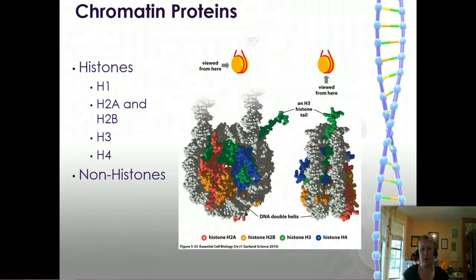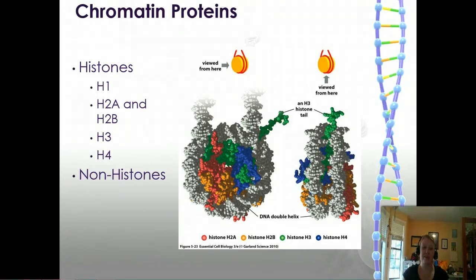But the first thing we need to talk about are chromatin proteins. So chromatin is the protein and the DNA together. That's what forms chromatin. And you can see here that there are histones and non-histones. Those are the two main proteins of chromatin. Now, it's important to know that non-histones we're not going to talk too much about in this class, but I want you to be aware that not every protein in chromatin is a histone.